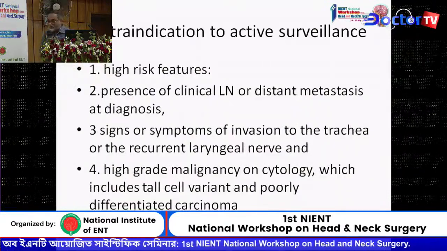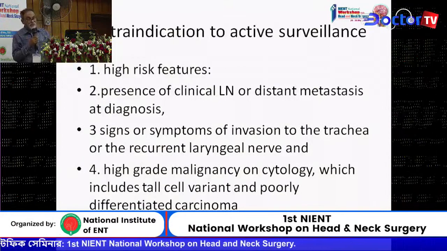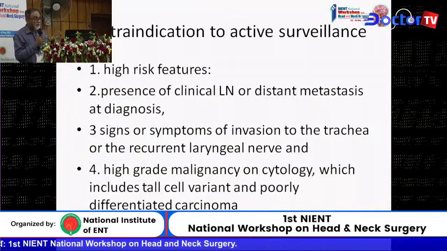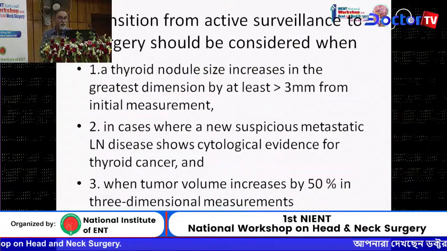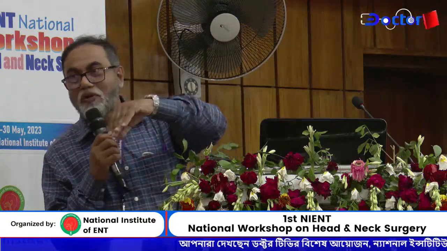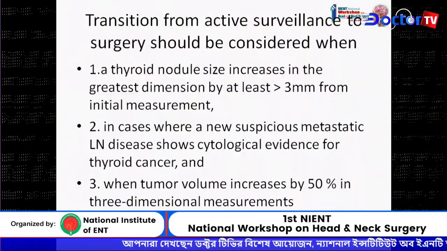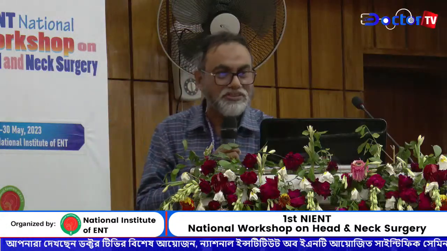Now, contraindication: definitely, a high-risk patient will not go for surveillance. Patients with high-risk features, metastasis to lymph nodes, trachea, or other invasion, definitely do not go for surveillance. So transition from active surveillance to surgery, when? If the tumor is growing, say 3 millimeter growth in about 6 months, something like that, then definitely you stop surveillance and go for operation. That's it, very simple.